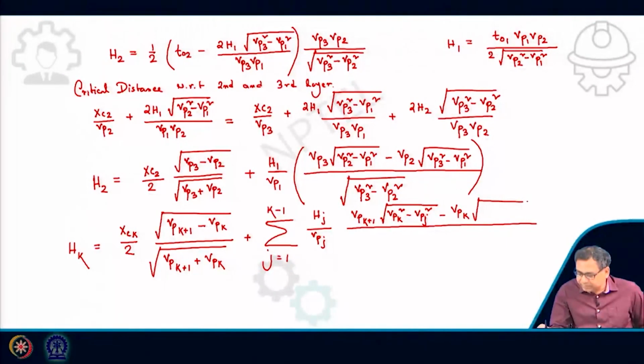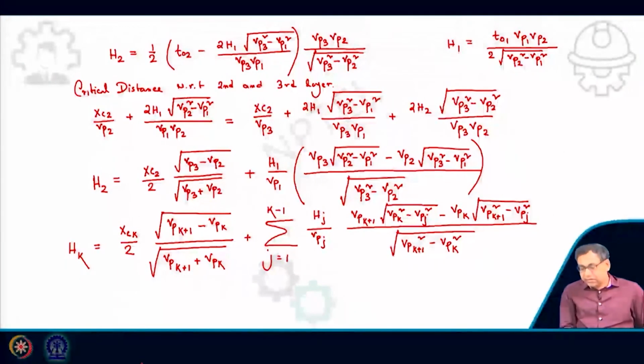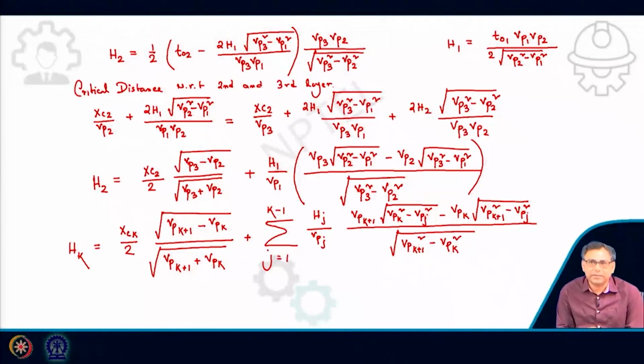Then root over Vp3, so Vp of k plus 1 square. Then Vp1, so this will be Vpj square. Then root over Vp3, Vp of k plus 1 square. Then minus Vp2, so Vpk square. So this is a general expression for the thickness of the kth layer. But remember that this is valid only for k greater than or equal to 2.